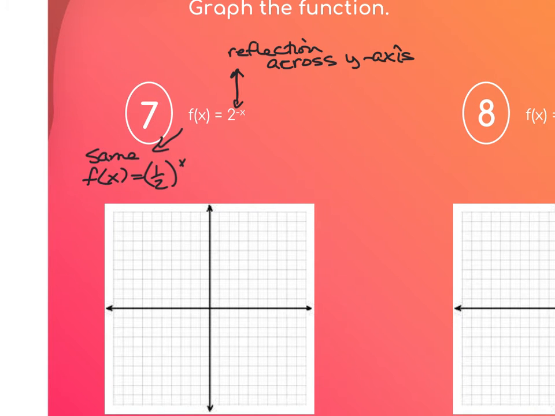Now, let's say you forget, oh, that negative sign, what does it mean? You can always do your T-chart, get your ordered pairs, and you're going to see the reflection. So let's do the T-chart. Let's just plug in -1, 0, and 1.